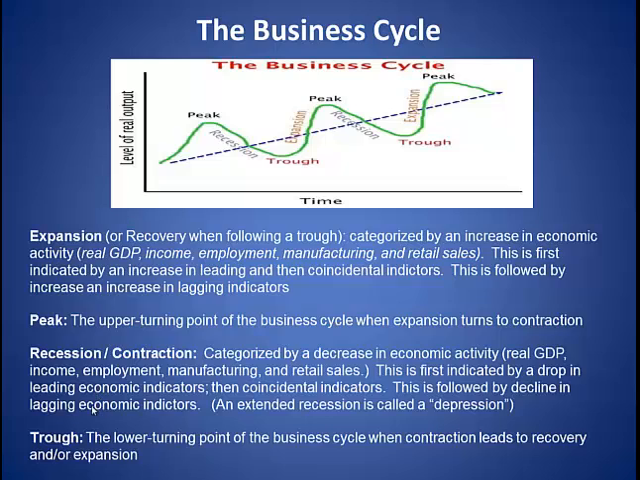And for our purposes, we've only had one or two of these, in the 1929 through about 1937 period. If we have an extended recession for that long, it's called a depression. Then we also have the trough, which is a lower turning point of the business cycle when the contraction leads to recovery or expansion.